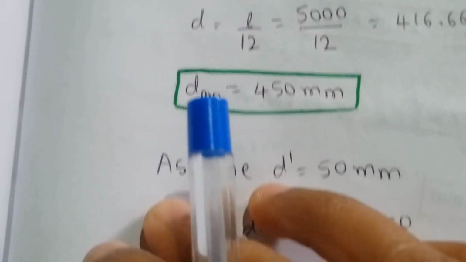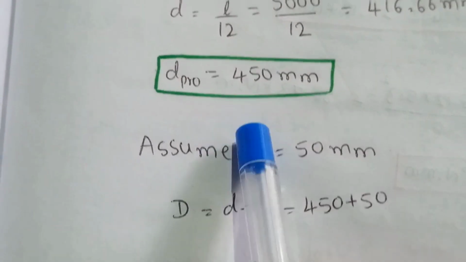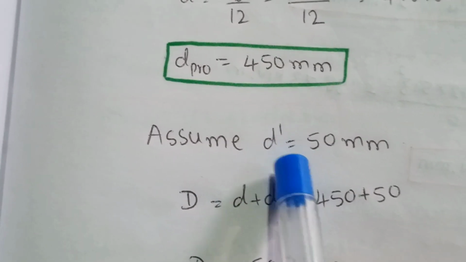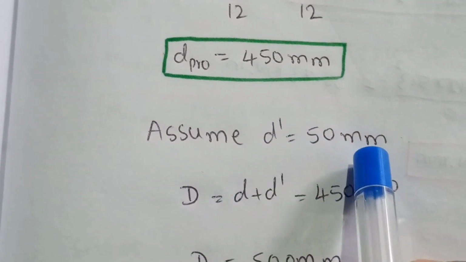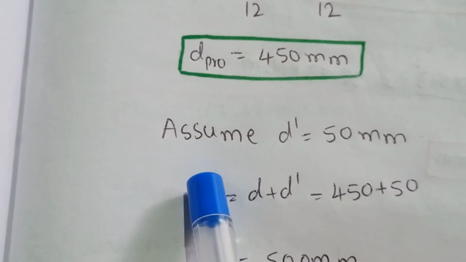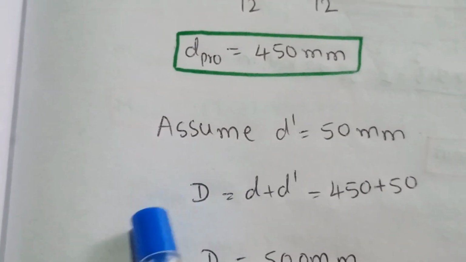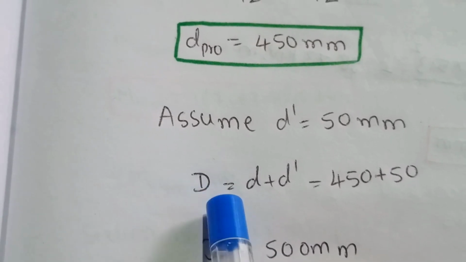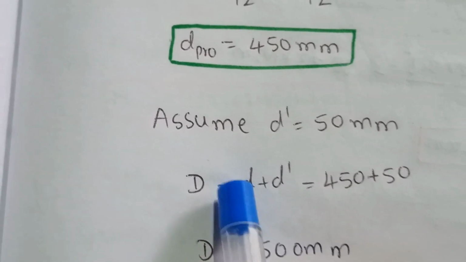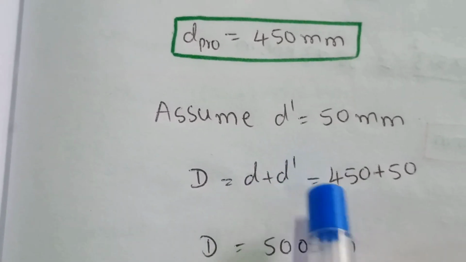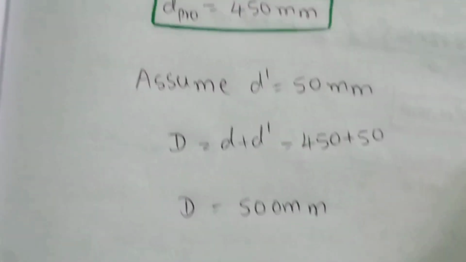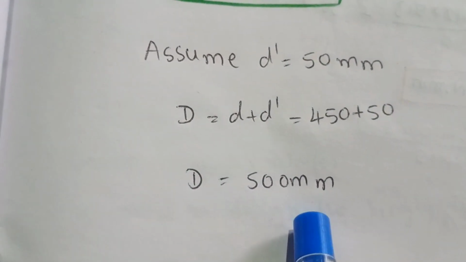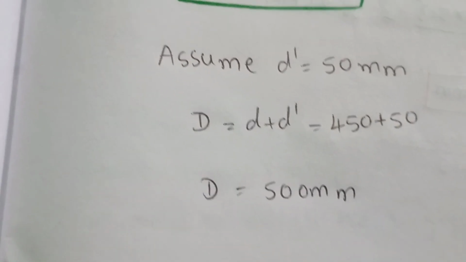So now next is to assume the effective cover, that is denoted as d dash. I am taking effective cover as 50 mm. So now we'll calculate the overall depth, that is denoted as capital D. Overall depth is equal to effective depth plus effective cover, 450 plus 50. We'll get after simplifying 500 mm. So our D is 500 mm.